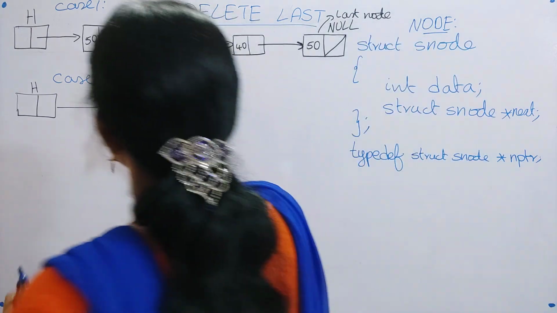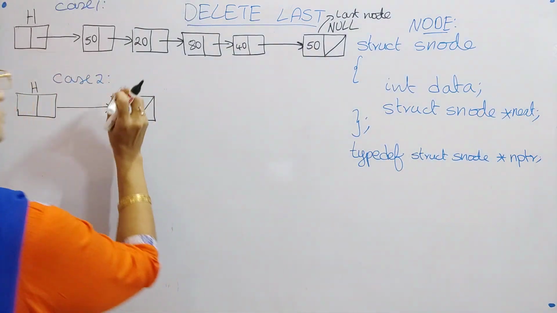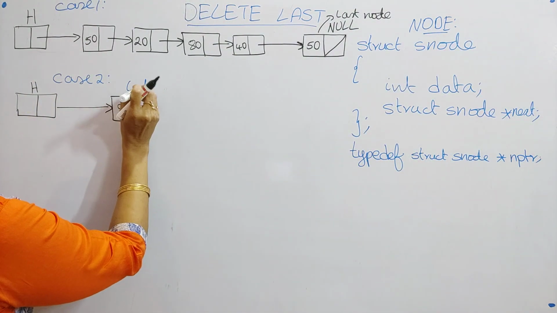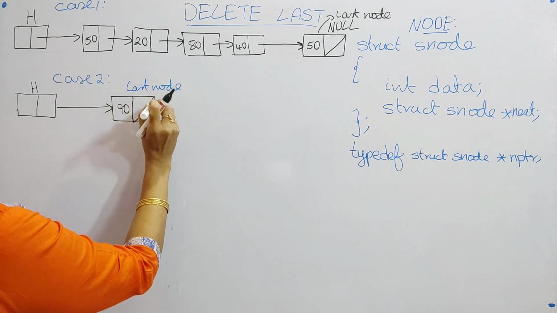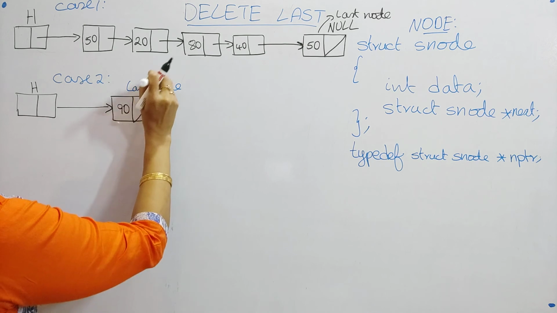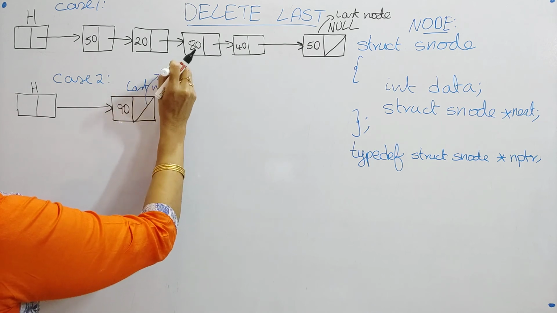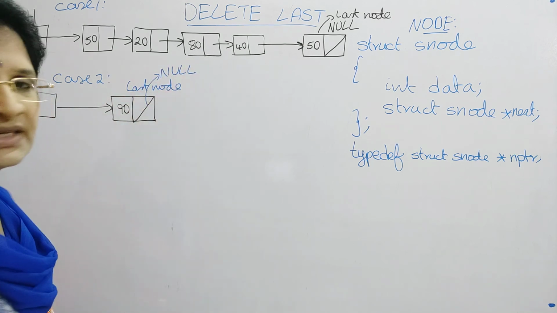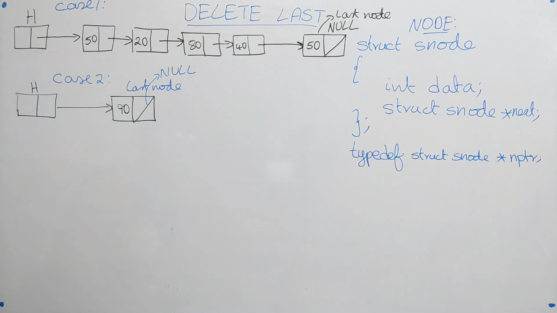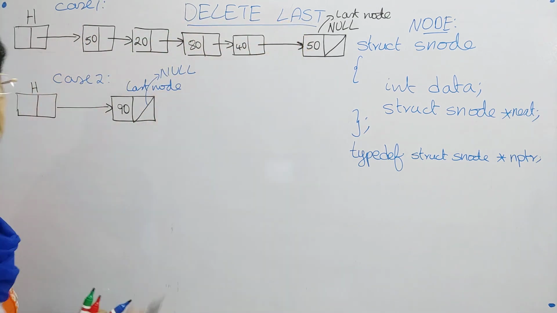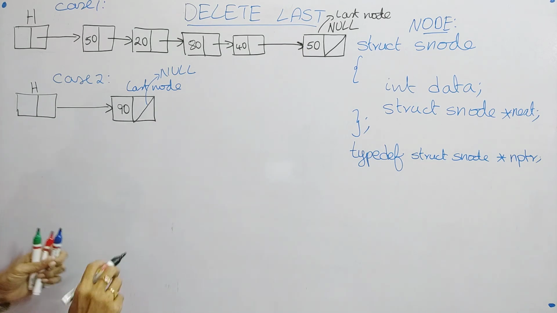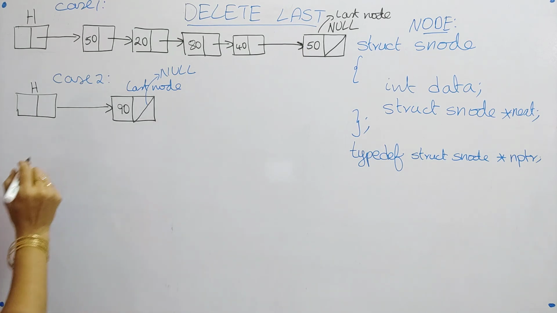Here this itself is the last node now, and this represents null. So here we have to consider two cases whenever you want to delete the last node. For that, we will write the function now.